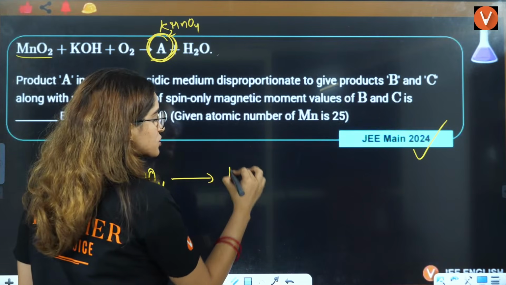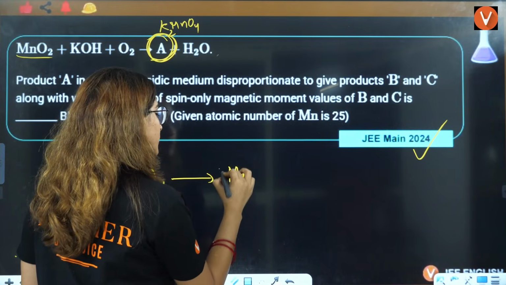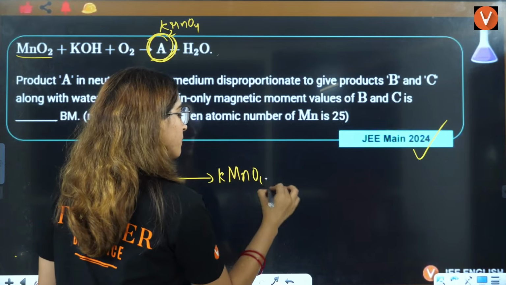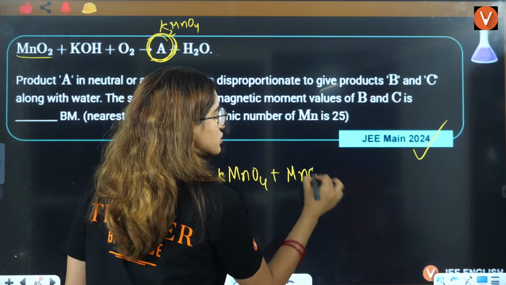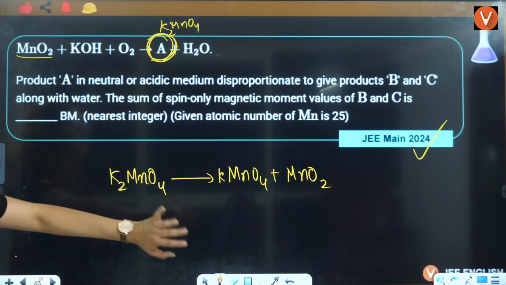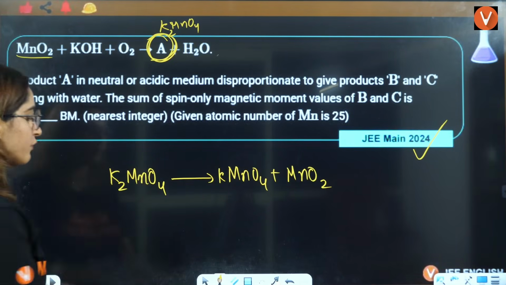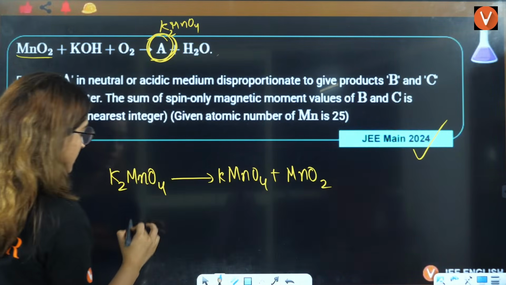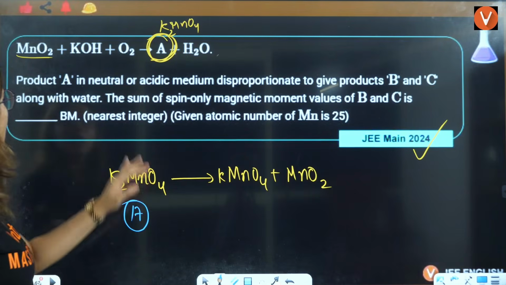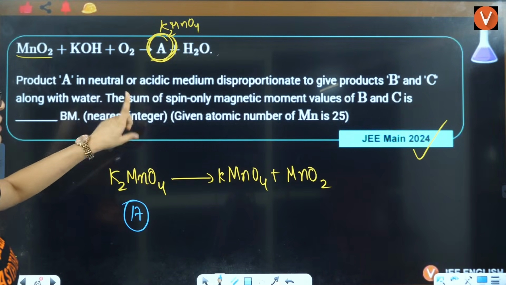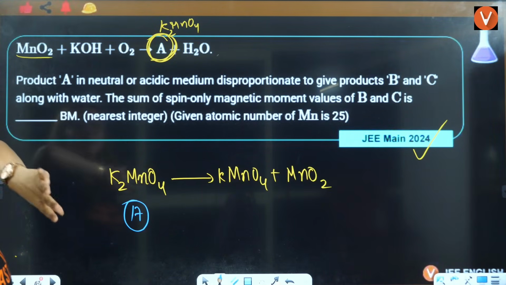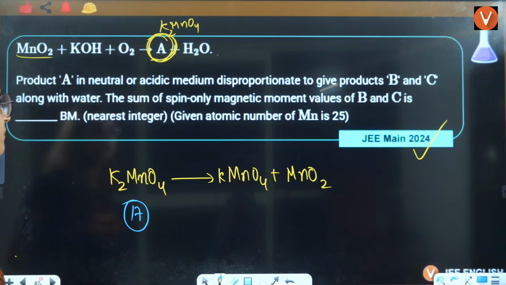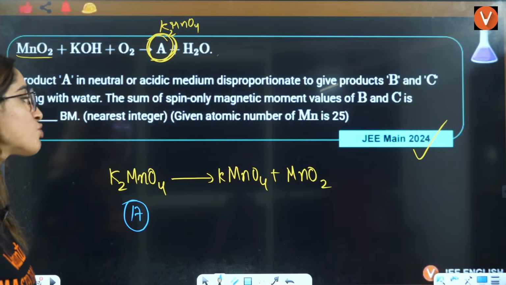It is disproportionated to Mn. We know that KMnO4 plus MnO2 is disproportionated, right? We don't know which is B and which is C here. All we know is this is A, along with water. The sum of spin only magnetic moment of B and C is what? Spin only magnetic moment values of B and C.